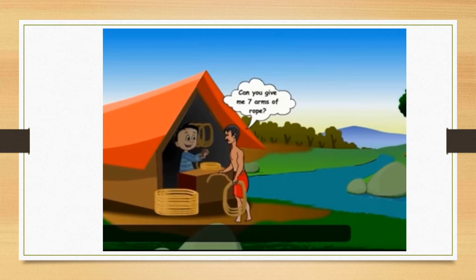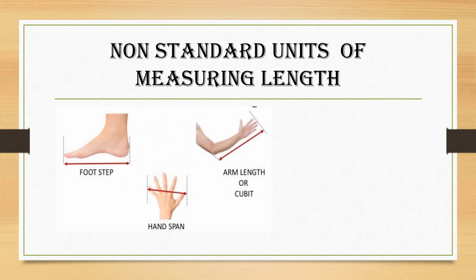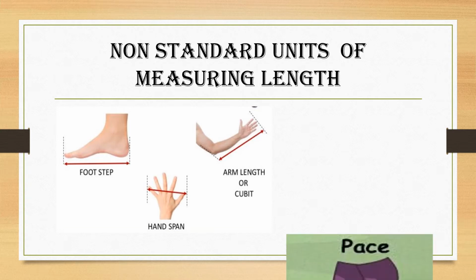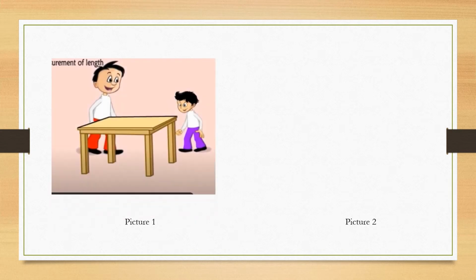In olden days, people didn't have all these units, so they used to measure with their body parts. These are called non-standard units of measuring length. In olden days, people used to measure with hand span, footstep, arm length, which is also called cubit, or pace. So all these units use body parts to measure things whenever they go to buy things. Now let us see how they measure with their body parts.